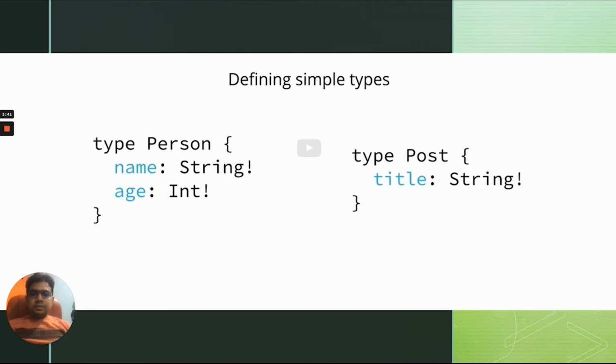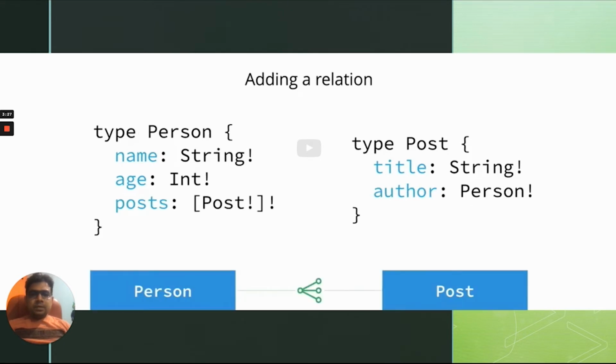Now, let's define some simple types with an example. Let's define a type person and another type post. Now person has name and age, and post has title. Now to add a relation, I have added post in the person type.